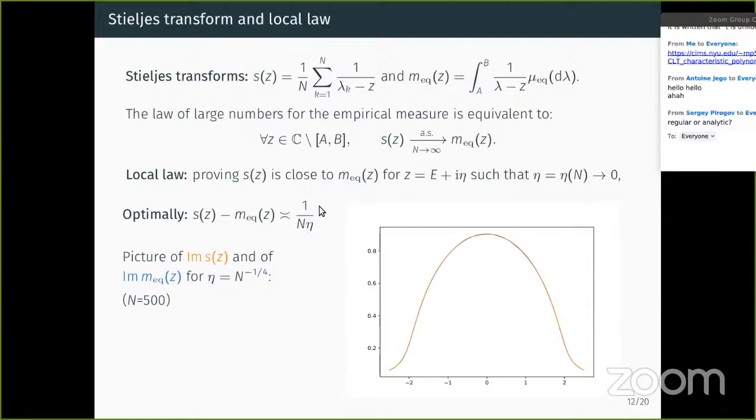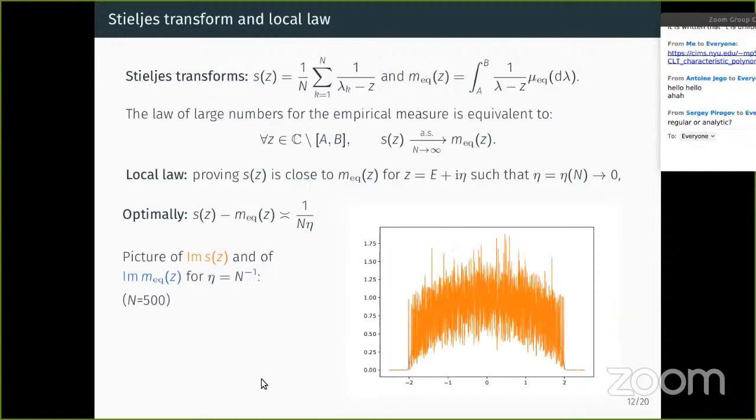So the bound is worse and worse when eta is smaller and smaller. Here are two pictures. If eta is n to the negative 1/4, you see that the two functions are almost the same. But if you take eta smaller and smaller, you can start seeing the fluctuations of z. And of course, if you take eta of order 1 over n, then the fluctuations start to be of order 1. There is no convergence at all.